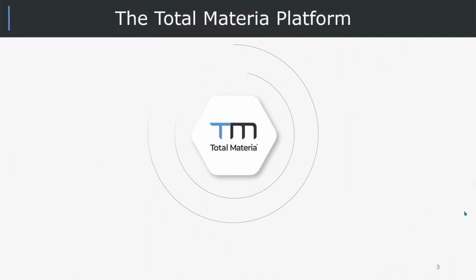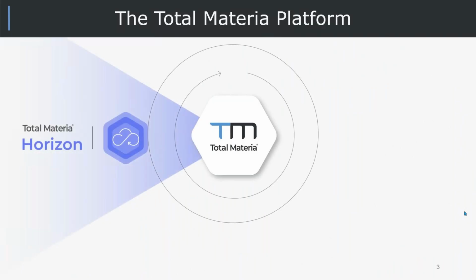But first, we're going to go over the four main pillars of the Total Materia platform. Most of you know us as our materials reference library Horizon. That's where you could find material properties on over 550,000 material designations coming from metals, polymers, composites, fiber, ceramics, wood.